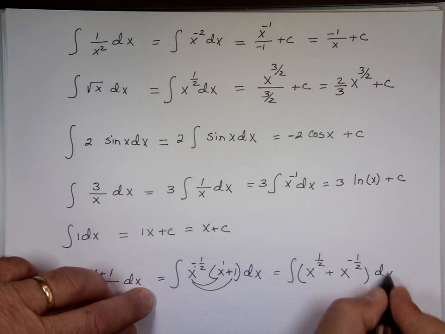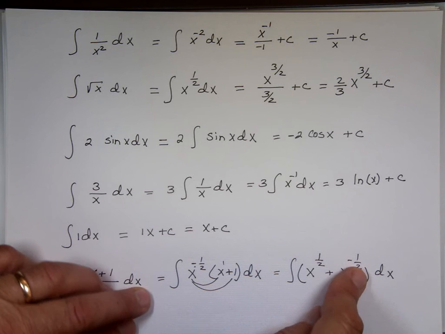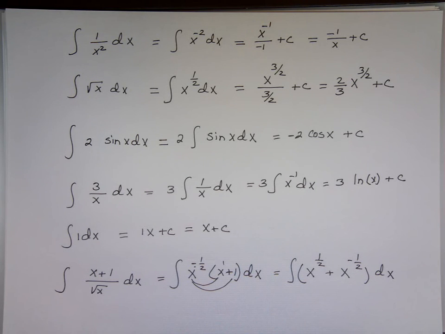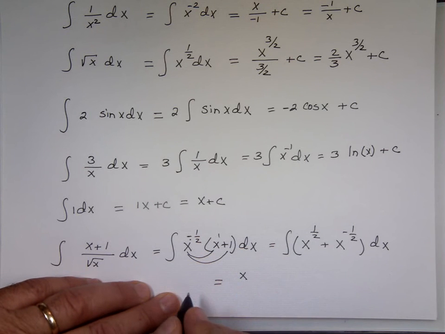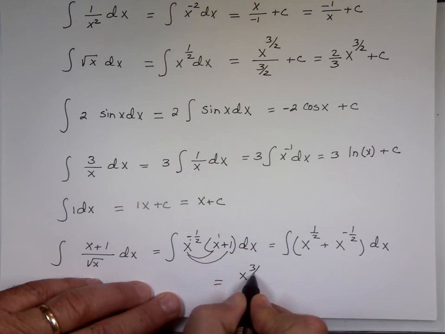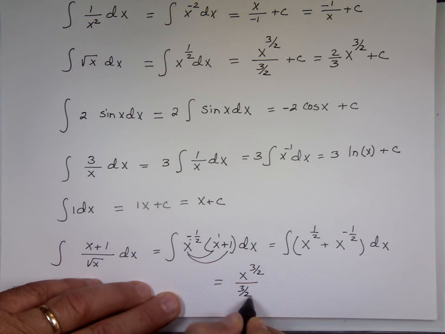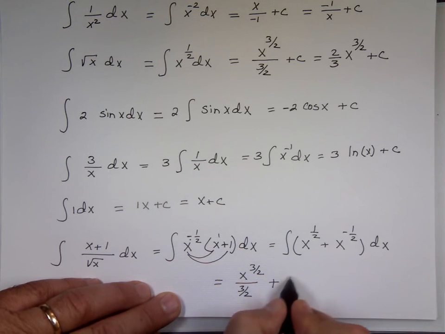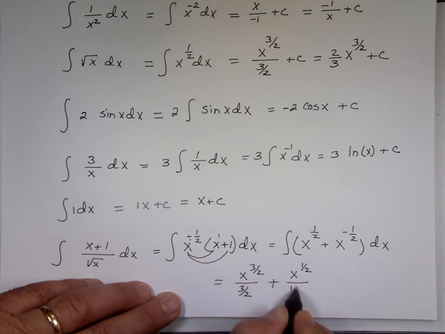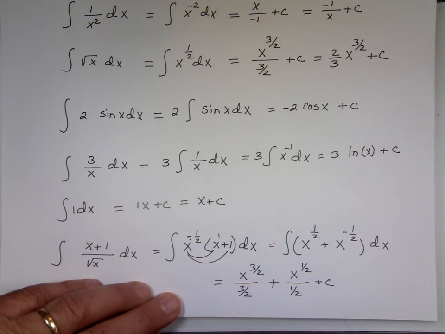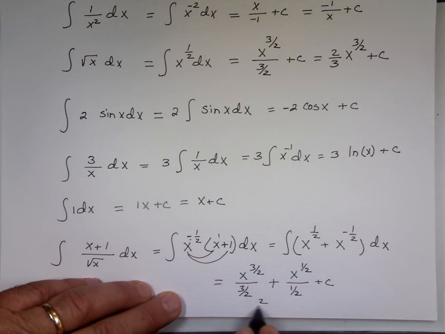Notice the power is different than negative 1. So you add 1 to the power and you divide by the new power. Add 1 to the power. You have, bless you, x to what power when you add 1 to the 1/2? Over 3/2. Add 1 to the power. What's negative 1/2 plus 1? 1/2. Again, if you don't like the 3/2, make that 2/3 x to the 3/2 plus 2 x to the 1/2 plus c.